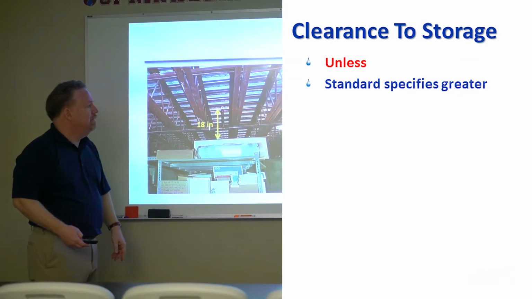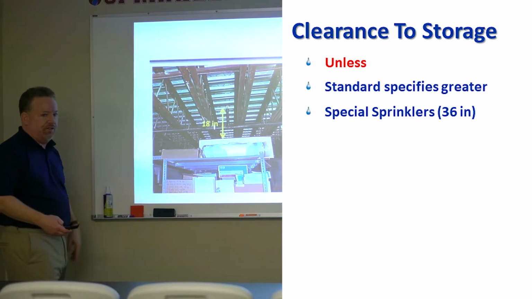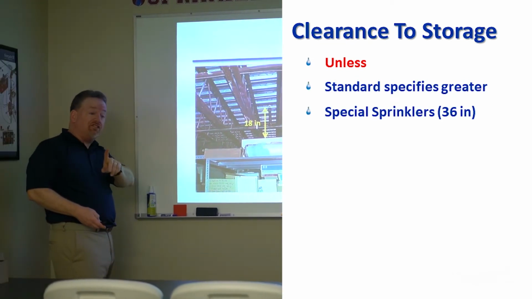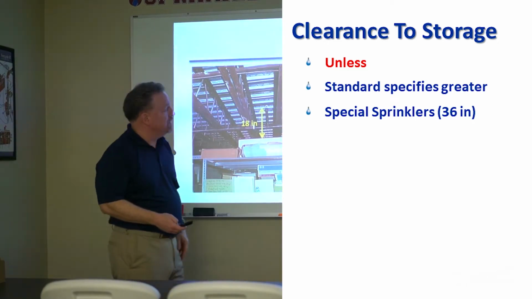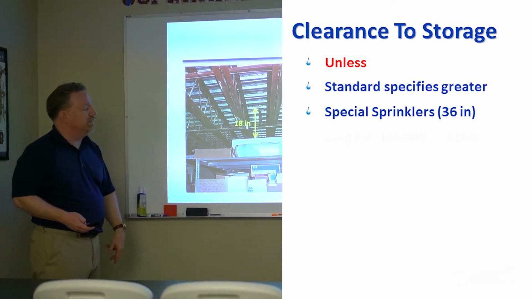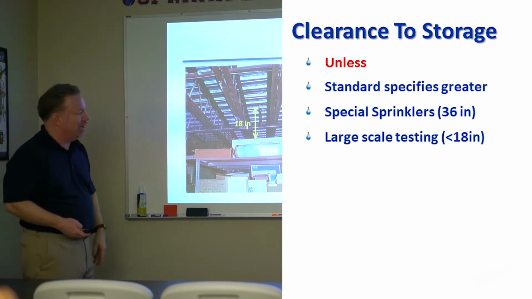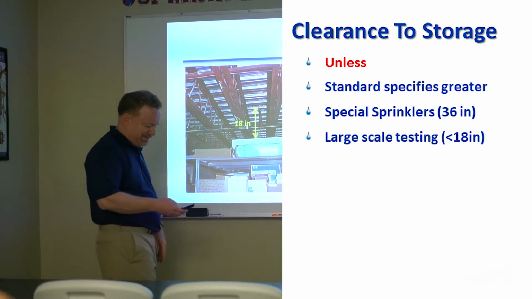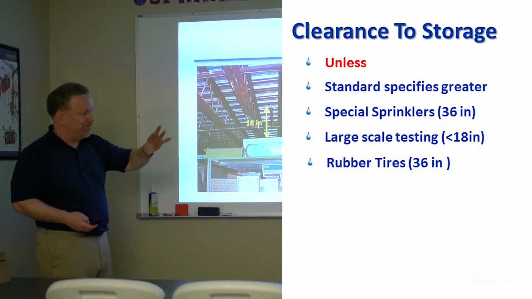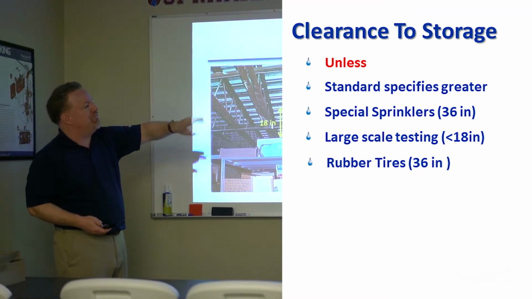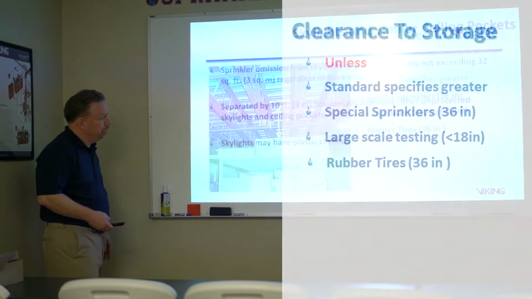It goes greater. Special sprinklers like ESFRs and others might be listed. Now pay attention to the listing of each of these sprinklers, because there may be 36 inches there, large, unless they've gone through some sort of large-scale testing, which gets it back to 18 inches. So again, we've got a couple of modifiers of this particular rule.